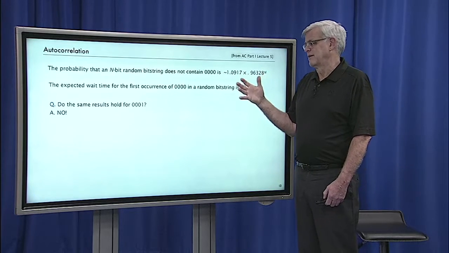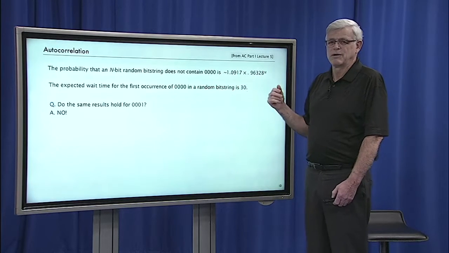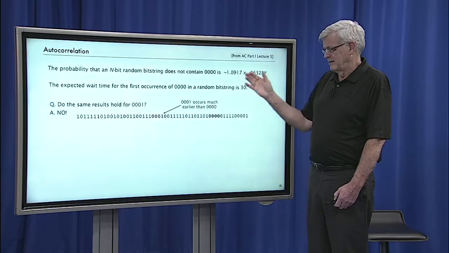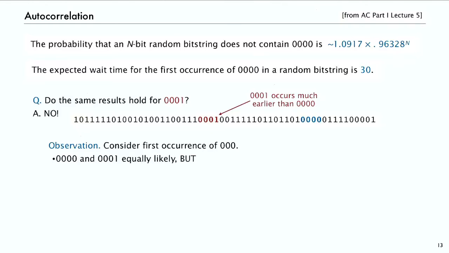And what's interesting, if you haven't thought about it, is that it's not the same. The wait time is different and probabilities are different. For example, 0001 occurs much earlier than 0000. Just to get a little intuition for that, consider the first occurrence of 3 zeros in a row. It's equally likely that 000 and 001 happen after that. But if the next bit is a 1, then you know you're going to have to wait 4 more bits to find 000.